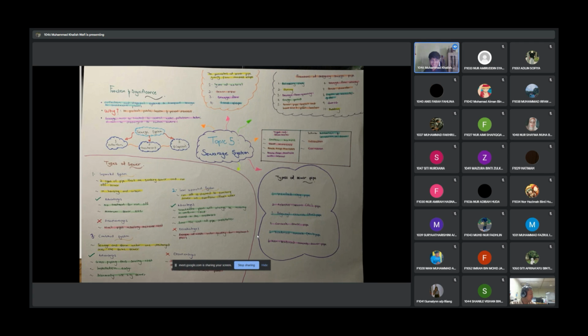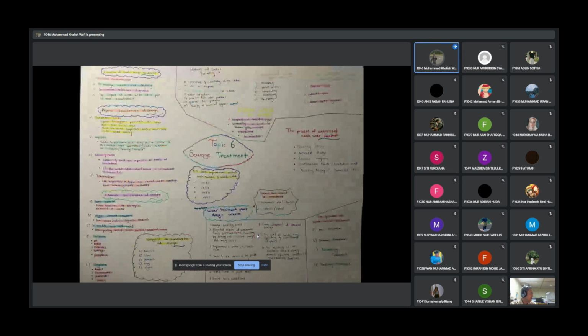And then we go to procedure and designing sewage pipe. It consists of 10 procedures. And then the last one is the parameters of sewer pipe: gravity flow, rounded shape. The first one is types of material, the second is sewer size, the third one is sewage flow, and the last one is land slope. So then we go to topic 6, sewage treatment.